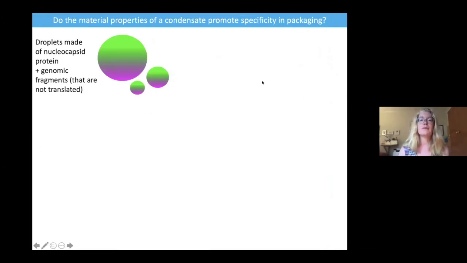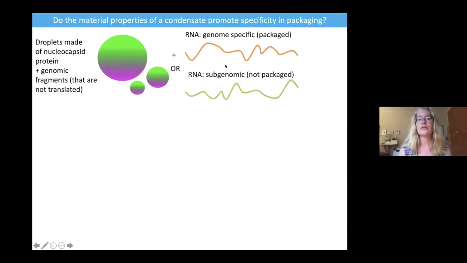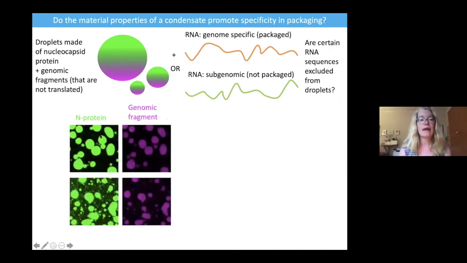And so a simple experiment we've done to begin to test this idea is the following. We constructed droplets made of the nucleocapsid protein plus genomic fragments that are not normally translated, and added either specific genome-specific sequences, so RNAs that should be packaged, or RNAs that are subgenomic or not specific, so they're not actually even present ever in the SARS, that would be host RNAs. And so we did the following experiment. So we created these droplets and then added these different RNAs.